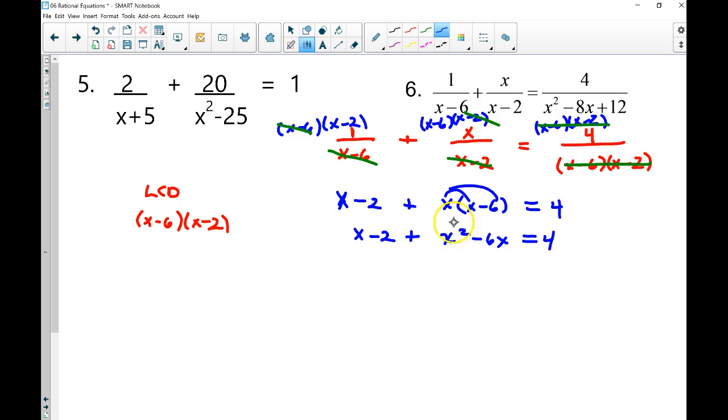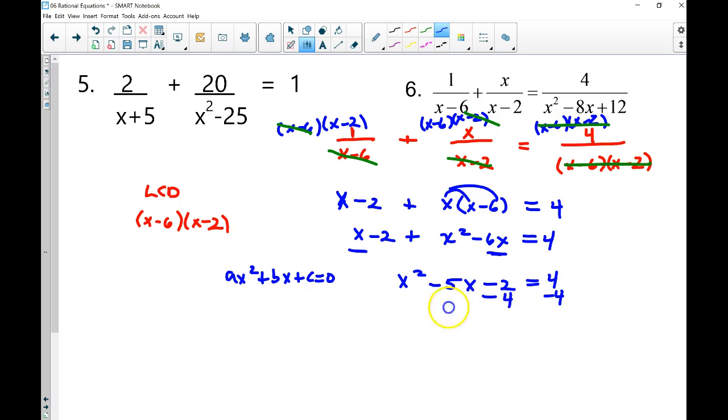Notice I now have a quadratic equation. How do I know I have a quadratic equation? You see that x squared? I'm going to combine like terms on the same sides of the equal sign. So I get x squared minus 5x minus 2 is equal to 4. I'm still not in standard form. A standard form of a quadratic equation is ax squared plus bx plus c equals 0. So what that means is I have to bring that 4 over to the other side by subtracting 4 from both sides of the equation.